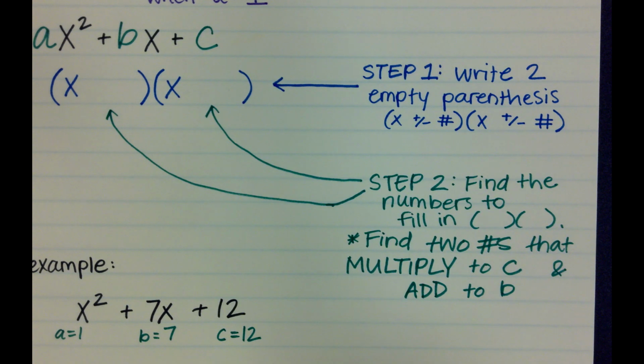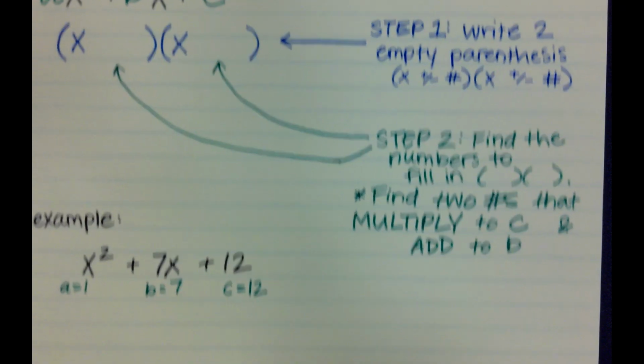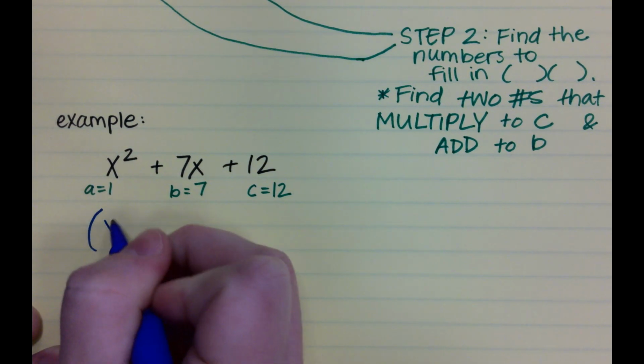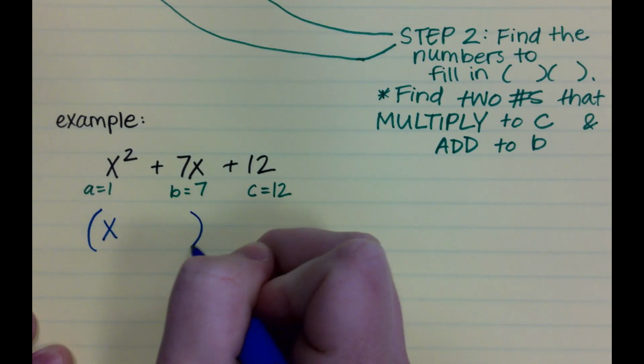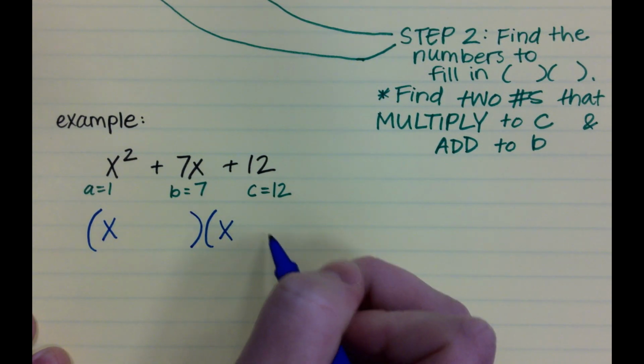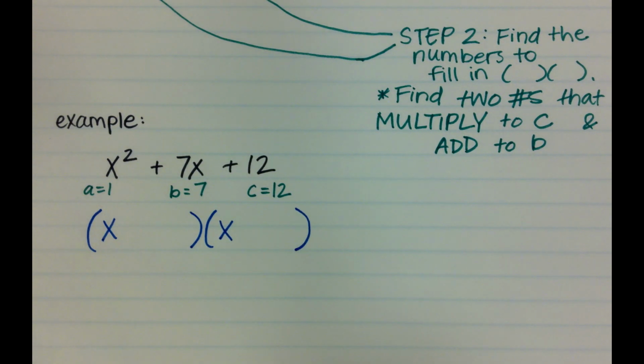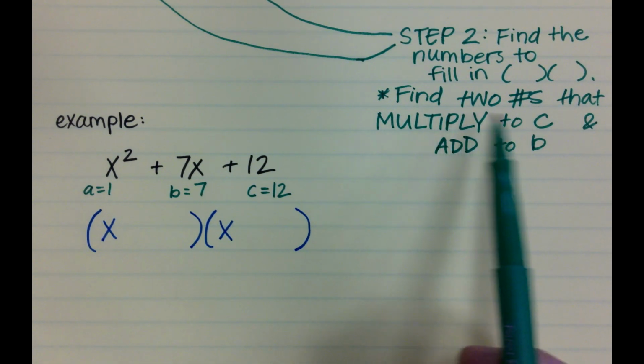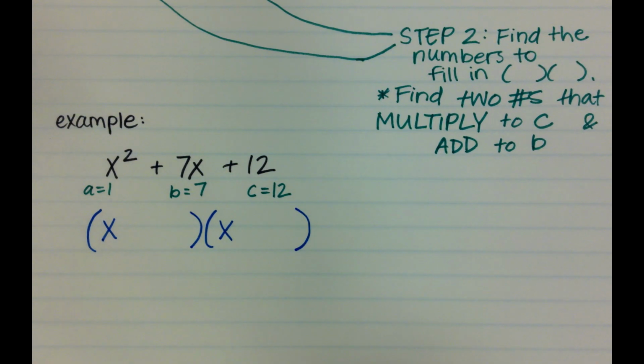Step 1 was to write our 2 empty parentheses. So let's do that. We know our answer is going to be x plus or minus something times x plus or minus something. And here's how we're going to figure it out. In step 2, it says that we need to find 2 numbers that multiply to C. So what are we trying to multiply to? 12, because that's our C. So let's just worry about that first, not the adding yet.